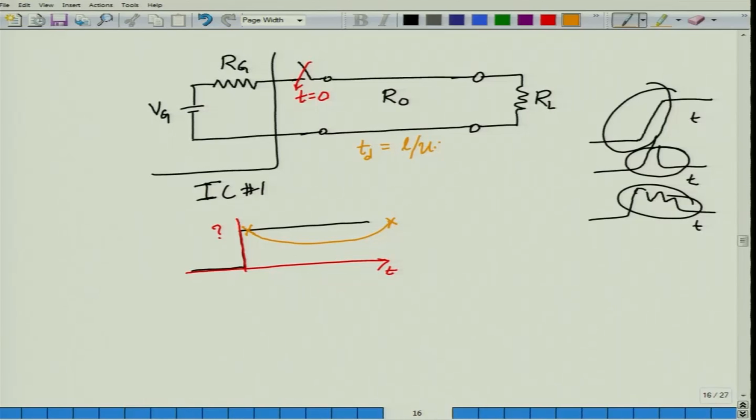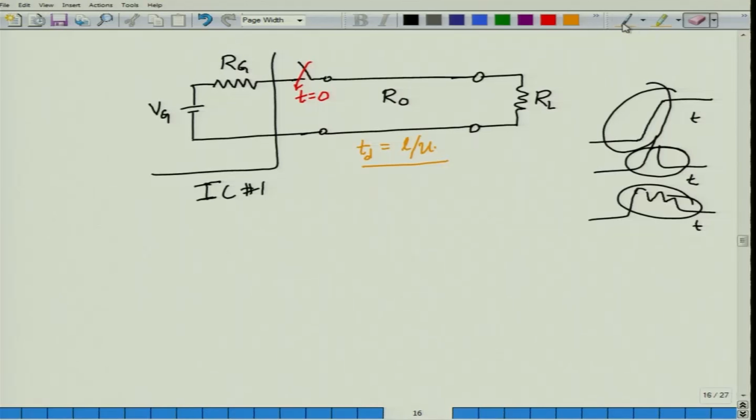I will desist from writing a subscript of P here, in the fear that I would be denoting this as a phase velocity. Anyway, the delay is length by velocity, the velocity with which every voltage value moves on the transmission line. So, that is the first thing that you have to observe or understand.